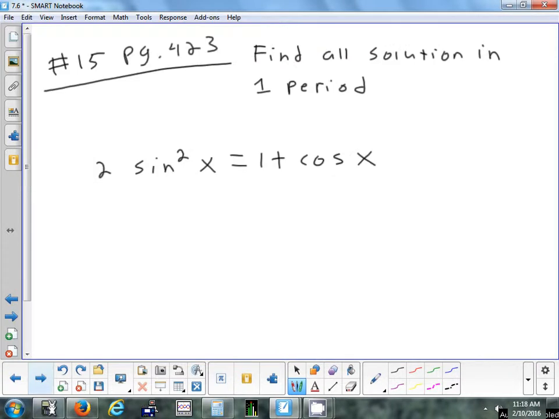Okay. All right, let's try this one. 2 sine squared x equals 1 plus cosine x. Okay, a couple problems with this. 1, it's not equal to 0. And 2, we don't have all the same trig function. All right. So what should I do first? Yep. Take the right and put it to the left. You can take everything that's on the right and move it to the left.